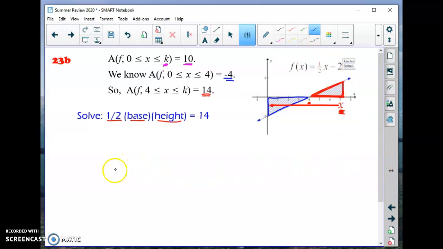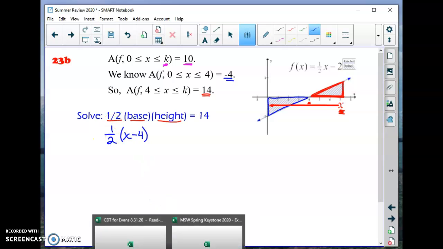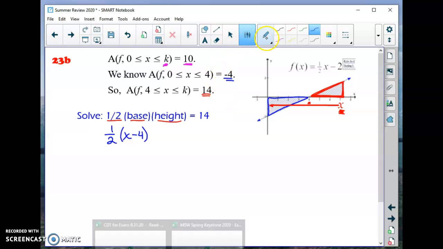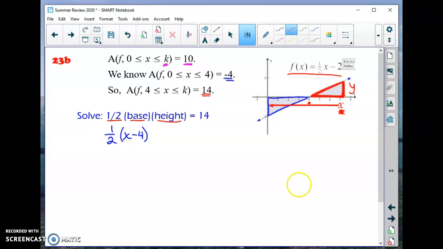So I could call the base x minus 4. I also still have the 1/2 that's part of that area formula as well. Now I just have to work on the height. How am I going to figure out what the height of the triangle will be? Well, this dimension of the triangle is basically the y value. The y value I also know to be the same thing as the function itself, 1/2 x minus 2. So I could just put that in as my height.